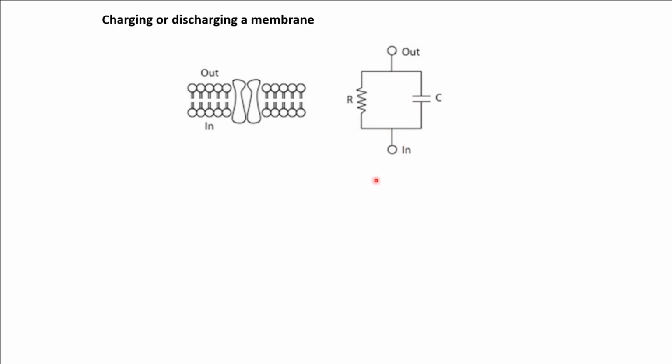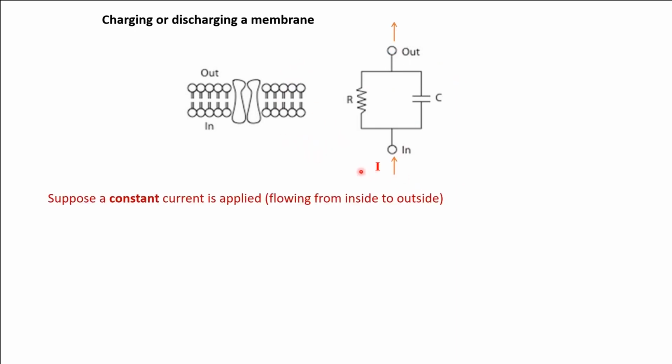Now when we apply a constant current source, so let's say we have two stimulating electrodes, one inside, one outside, and we start passing some current from inside to outside. So this constant current I that we have applied through the stimulating electrode will flow from this terminal towards this terminal, and it can take these two possible paths. It can go through the resistor or it can go through the capacitor.